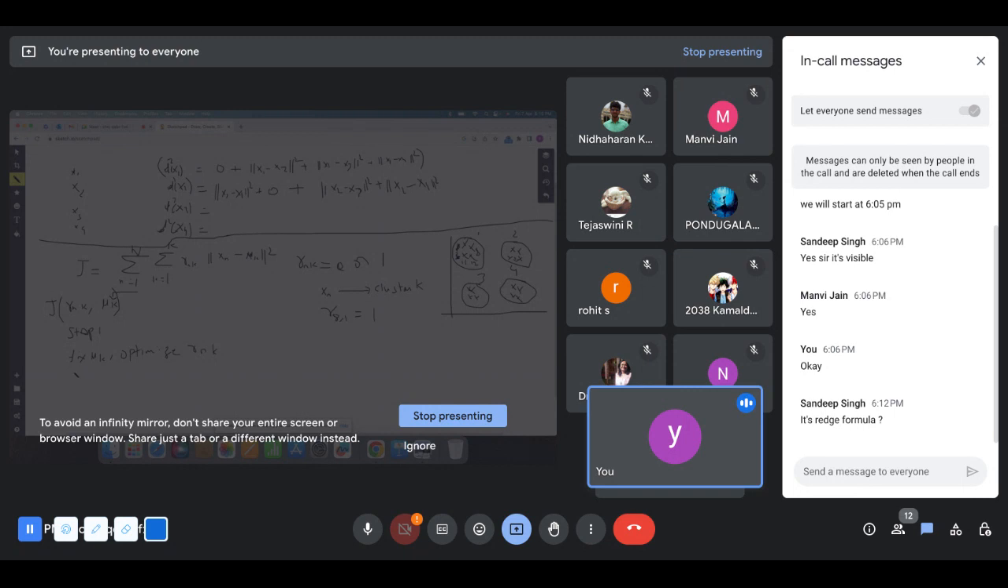In the second step, you fix R_nk as you have got from step one, and optimize your mu_k. This is an alternate optimization. You do step one, then go for step two, again come back to step one, again go to step two, right? Till convergence, you have to repeat this.